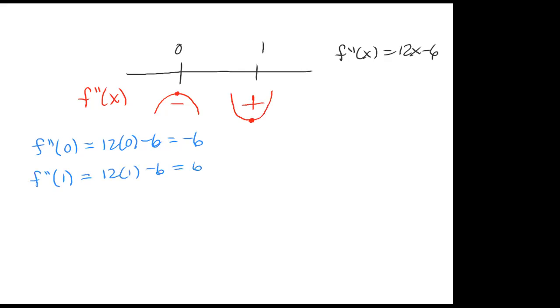So by the second derivative test, this critical point x equals 0 is a relative maximum. And by the second derivative test, the second critical point, 1, is a relative minimum. I can state that by using that test. Okay? Let's do one more.